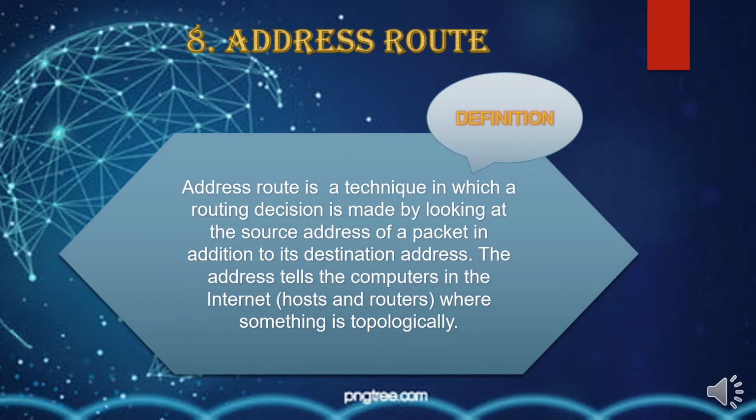Next point is address route. What is address route? Address route is a technique in which a routing decision is made by looking at the source address of a packet in addition to its destination address. The address tells the computer in the internet where something is topologically.